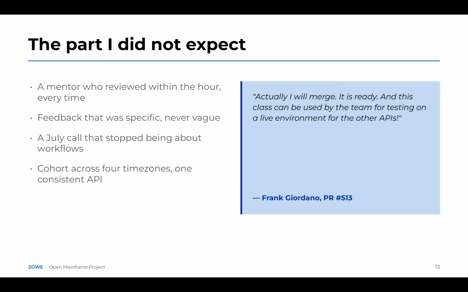It's easy to take blunt feedback once you know there's a person behind it who's interested in you beyond your commit history. And the same was true of the cohort. Five of us across four time zones, wildly different backgrounds, all reading the same review comments in parallel, and the API surface came out consistent anyway.